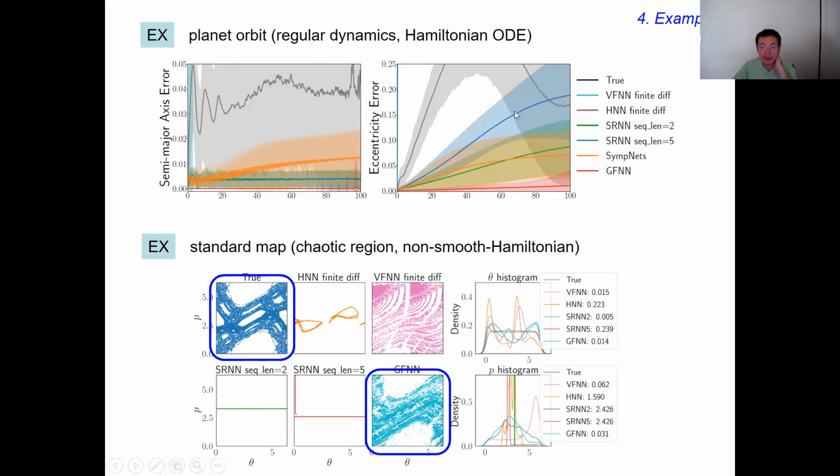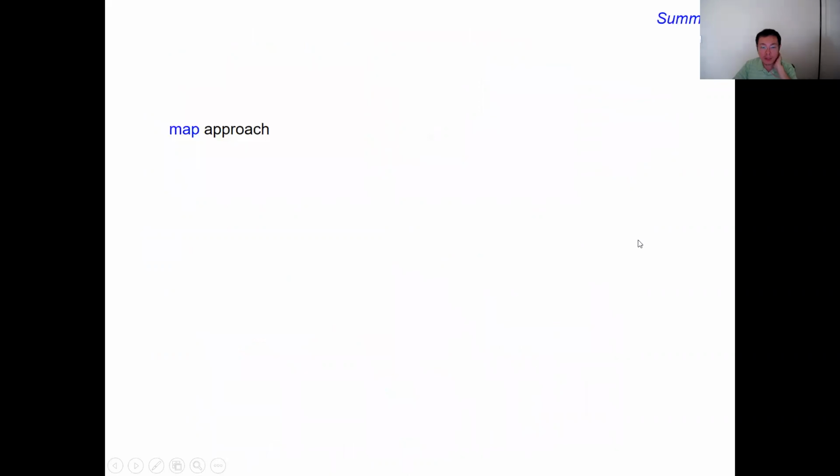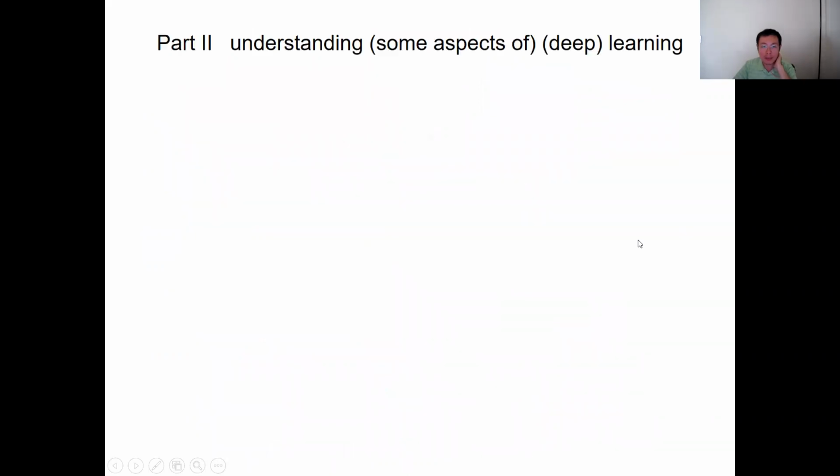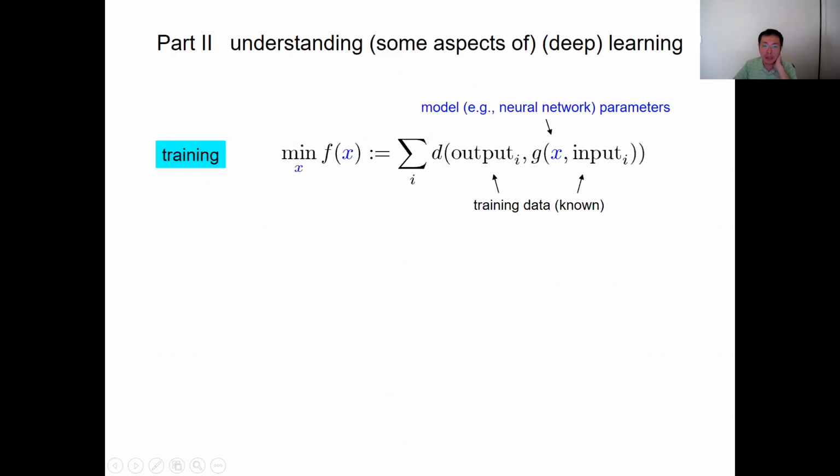Okay, if there are no more questions or comments, let me move on to the second part. In the second part, I want to use dynamics to understand deep learning. And of course, that's a very, very bold thing to say. So we will actually be focusing on some specific problems. Nevertheless, let me first tell you about the paradigm of supervised deep learning or supervised machine learning. It doesn't even have to be deep.